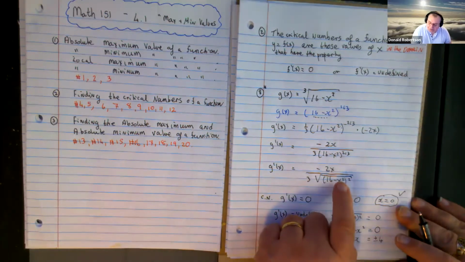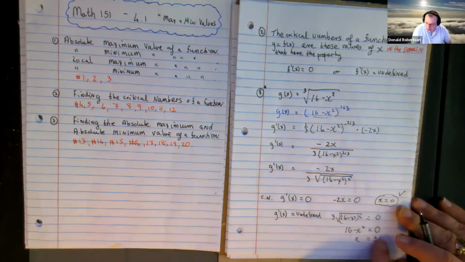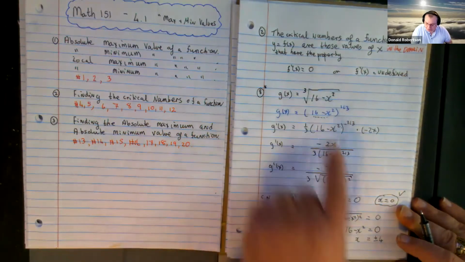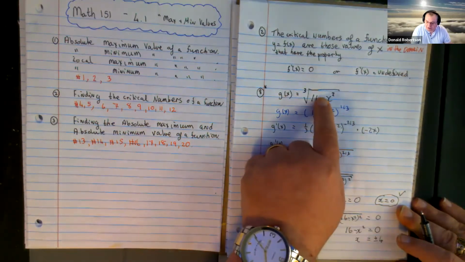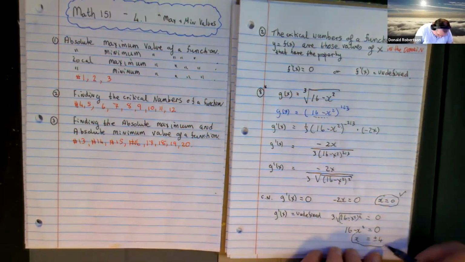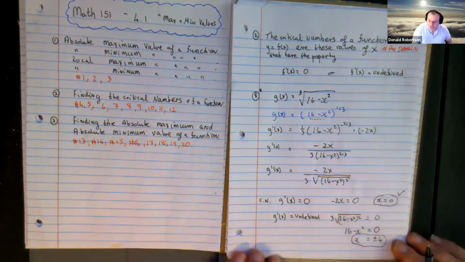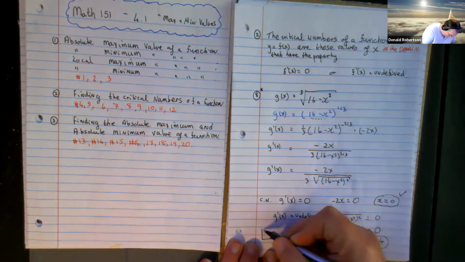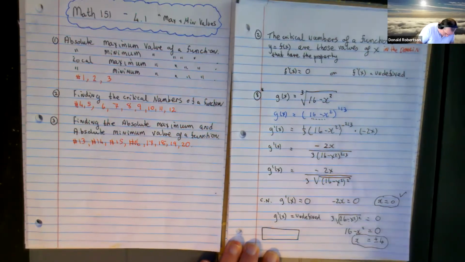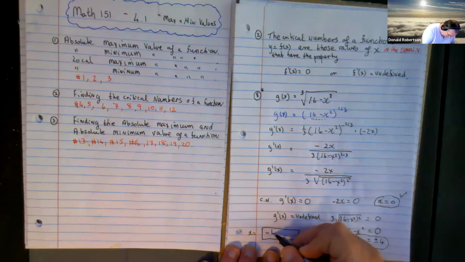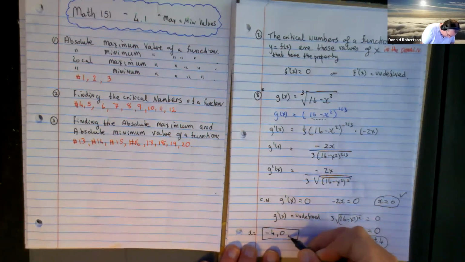Now, if the original function had been a fraction, I would have thrown these two out because they're not in the domain. But the original function was not a fraction, it was a cube root. And you can plug 4 in here and get an answer. You can plug in -4 and get an answer. So these do count as critical numbers. So in your list, the box in WebAssign, it would look like -4, 0, 4.